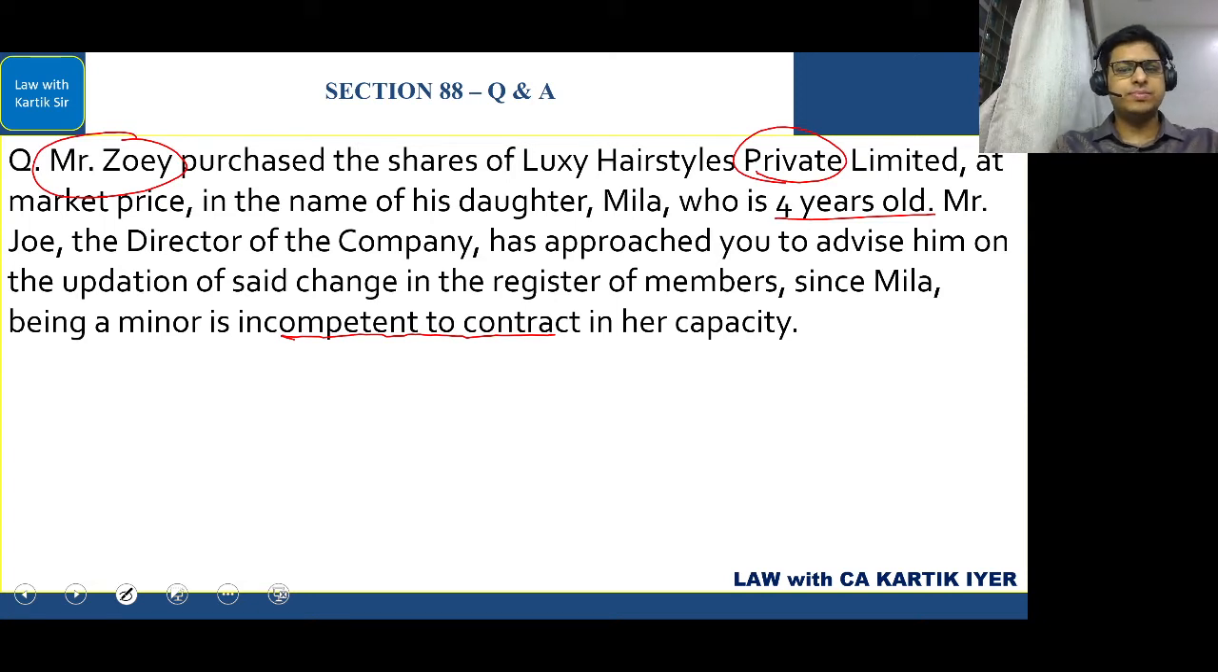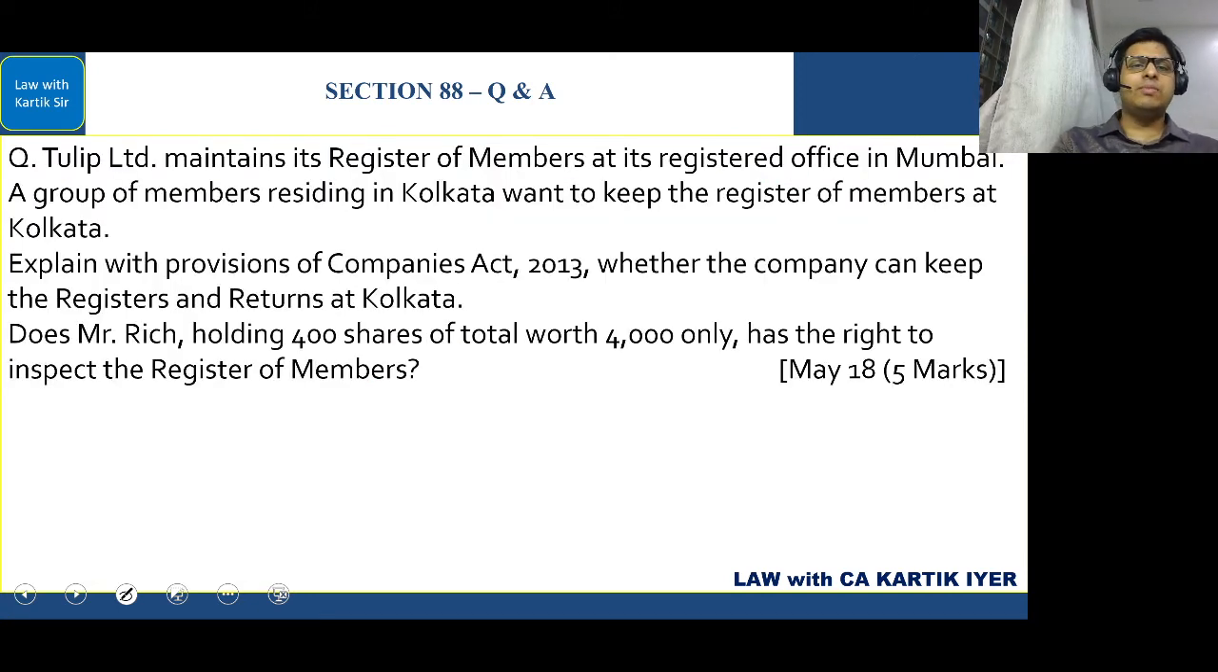Simple, easy. Next one. Tulip Limited maintains a register of members at a registered office in Mumbai. The group of members residing in Kolkata want to keep the register of members at Kolkata. Explain the provisions of the Companies Act 2013 whether the company can keep the registers and returns at Kolkata. That is what they have asked. Next part of the question is, does Mr. Rich, holding 94 shares of total worth rupees 4,000 only, have the right to inspect the register of members?